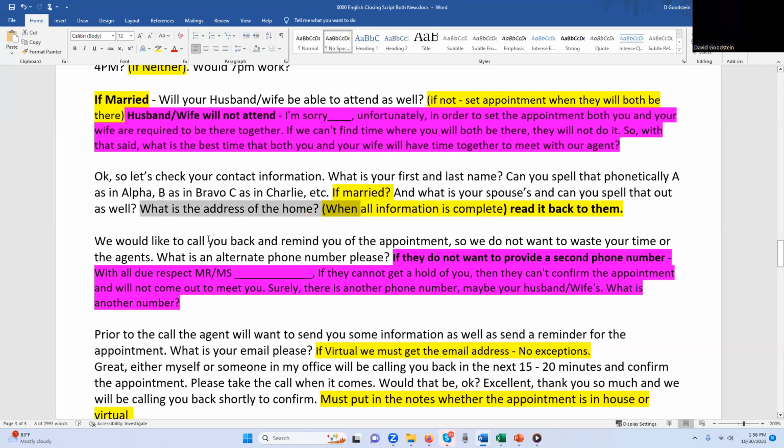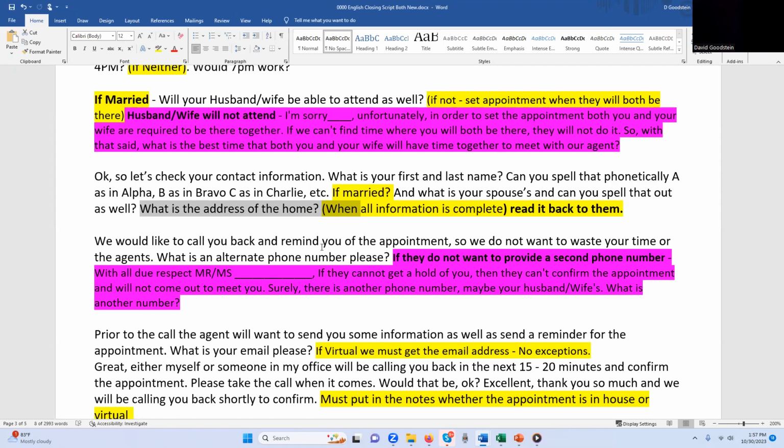Moving on. We'd like to call you back and remind you of the appointment, so we don't waste your time or the agent's. What's an alternative phone number, please? We're calling them on their house phone. What's your cell phone? If we're calling them on their cell phone, what's their house phone? What's their wife's phone? What's their husband's phone? What's their work phone? I don't care, but we need to get 2 phone numbers.